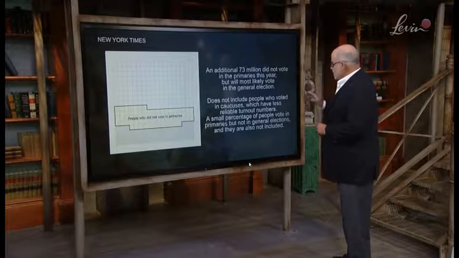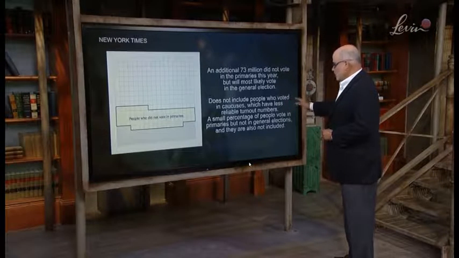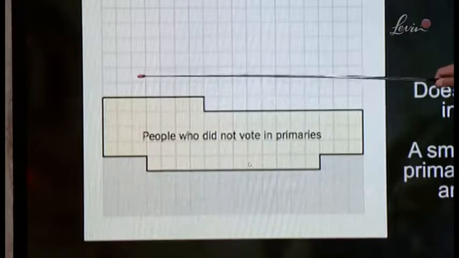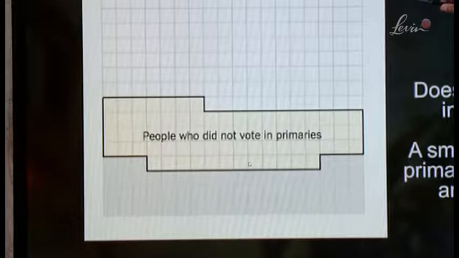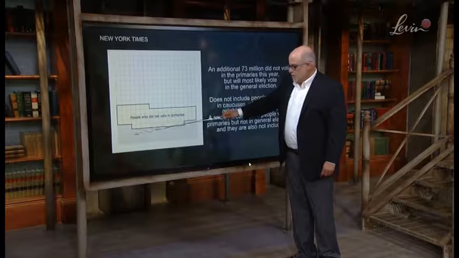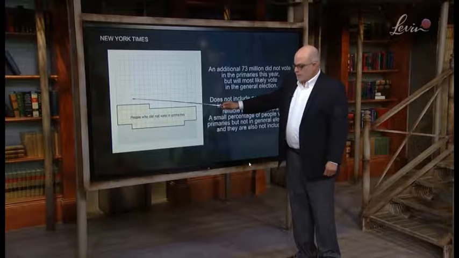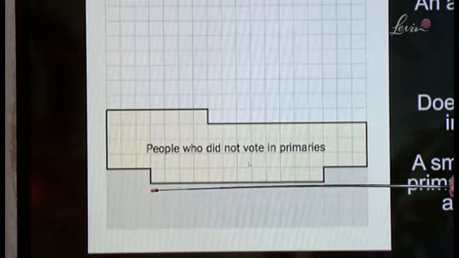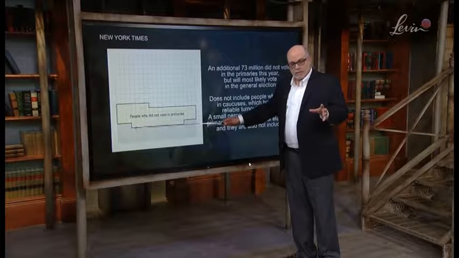Next chart, please. An additional 73 million did not vote in the primaries this year, but will most likely vote in the general election. That doesn't include people who voted in caucuses and so forth. Fine. So these people will not vote in a general election. These people did not vote in the primaries for the most part. Wow, we're getting to a smaller and smaller and smaller percentage of the people who chose Hillary Clinton and Donald Trump.